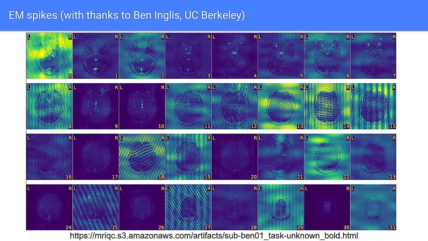This is another example contributed to us by Ben Inglis, and this is a data set where many spikes happen at many slices, and you can see these funny patterns.